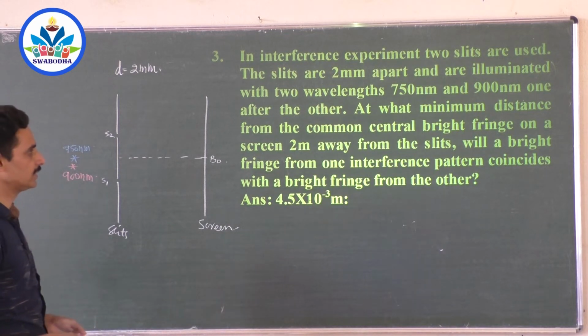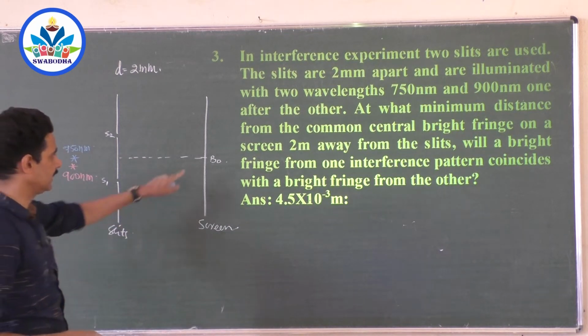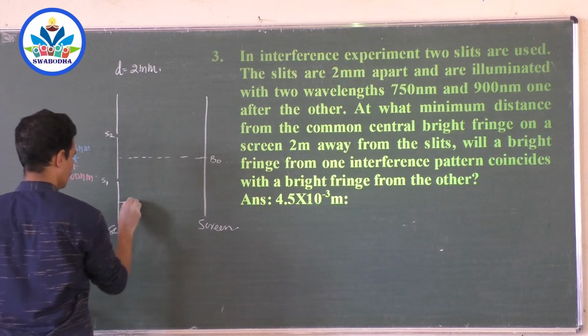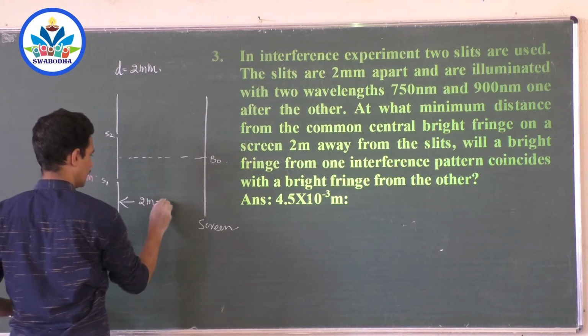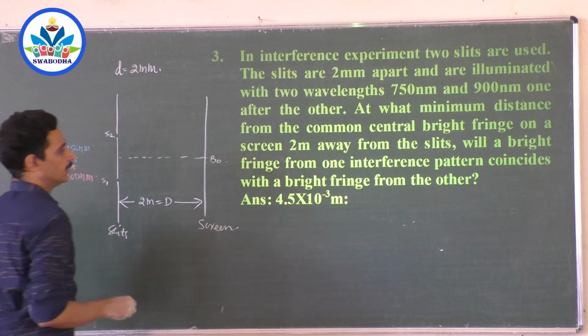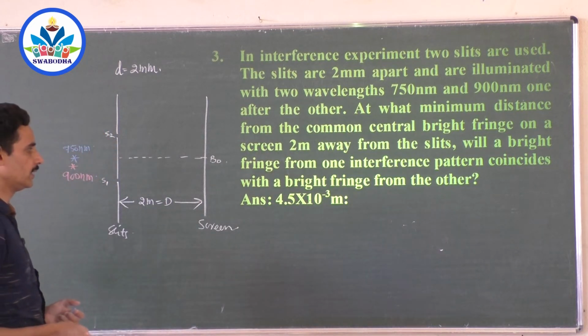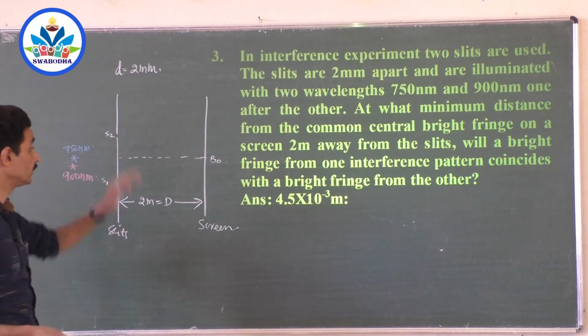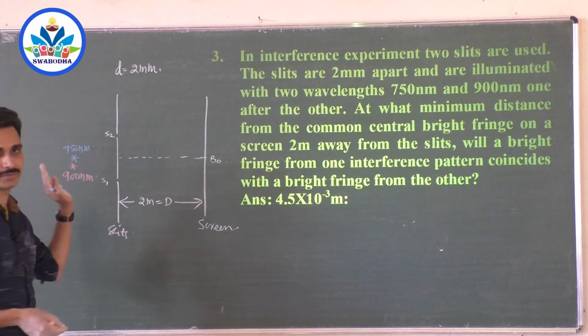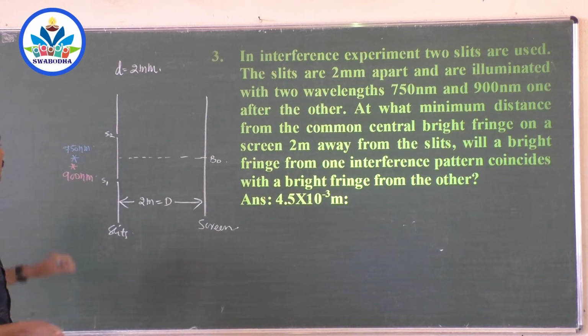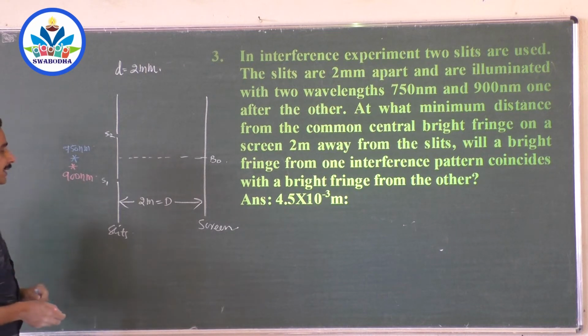At what minimum distance from the common central bright fringe, on a screen 2 meter away, do the fringes of one interference pattern coincide with the fringes from the other? So we will use the same apparatus for both the sources. Now switch on 750 or 900 nanometer.